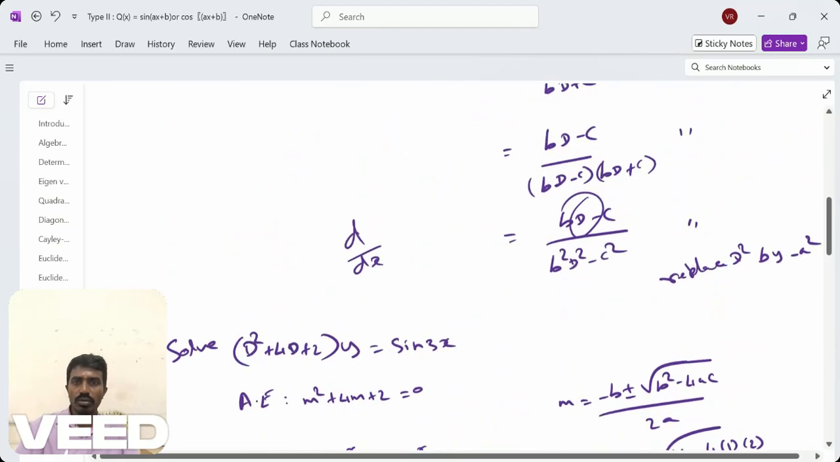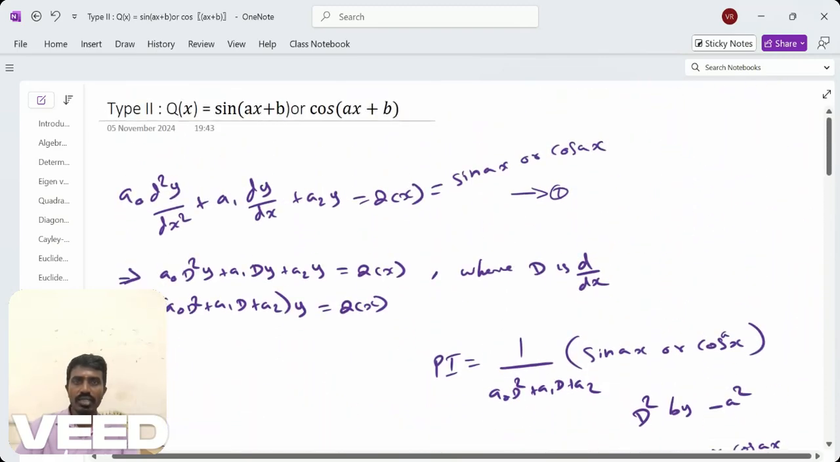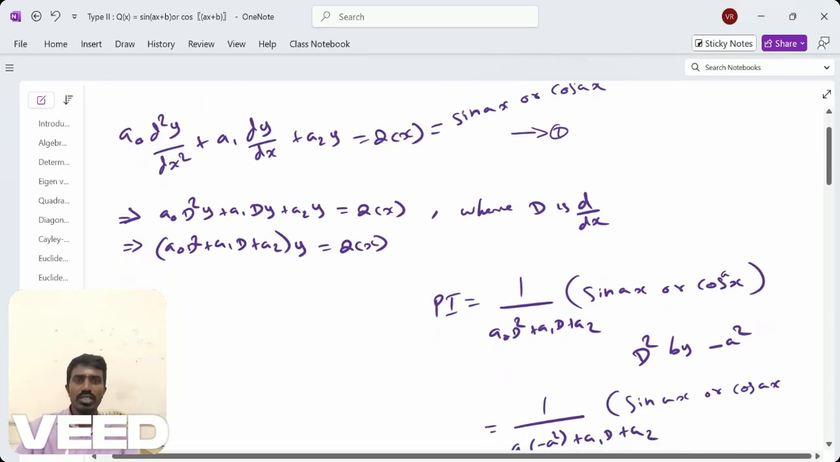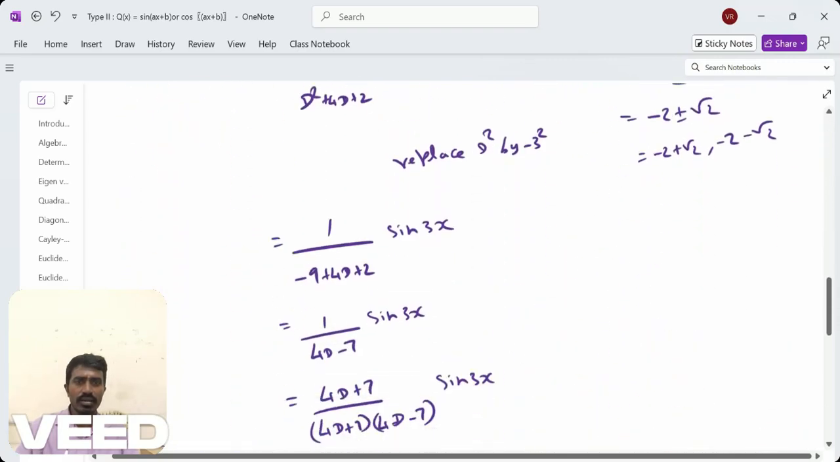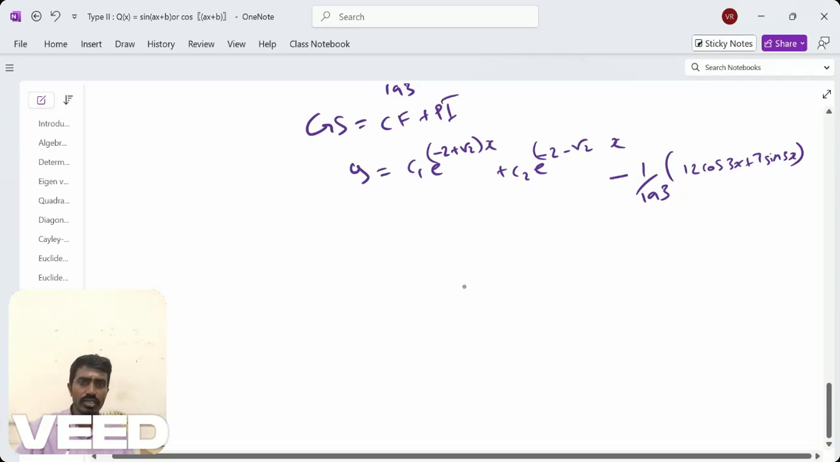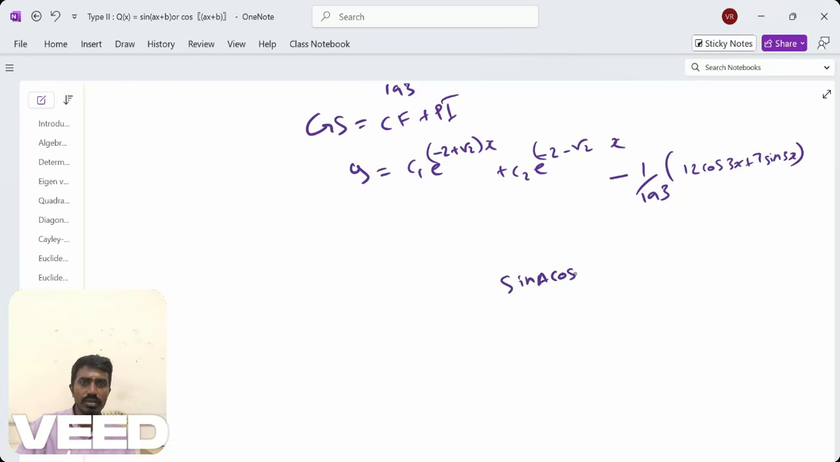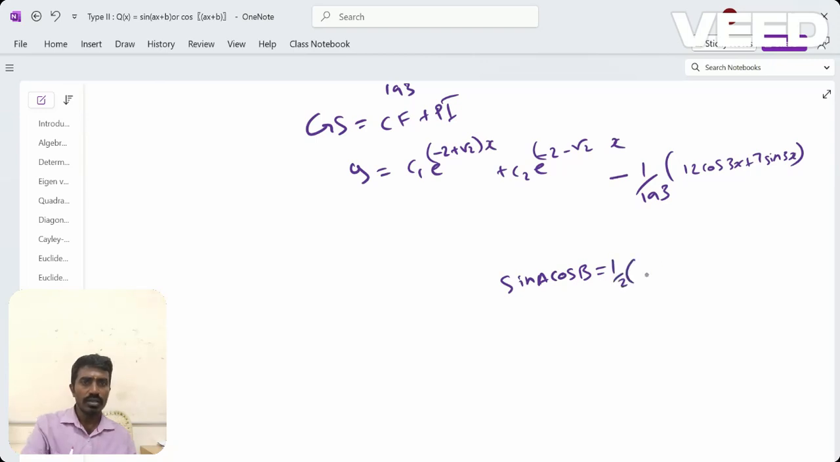So in type 2, which is of the form sine ax or cos ax, for both we have to replace D square by minus a square. Sometimes the right hand side function may be sine A cos B. So you know the formula for sine A cos B? For sin A cos B, it is 1 by 2 into sin A plus B minus sin A minus B.